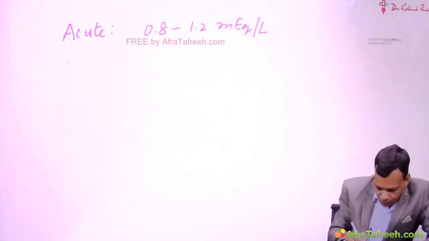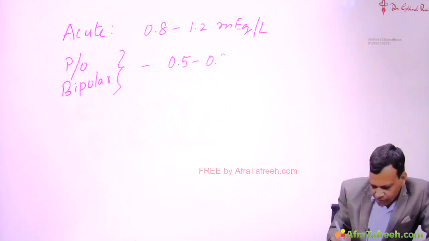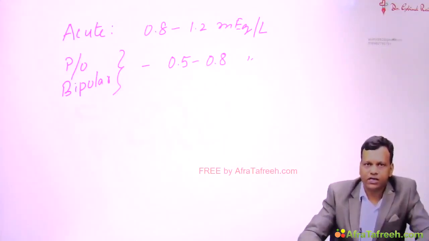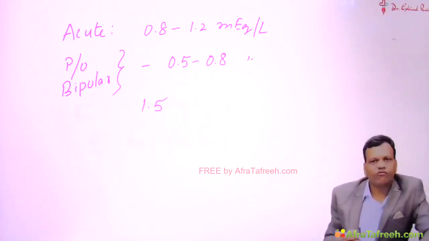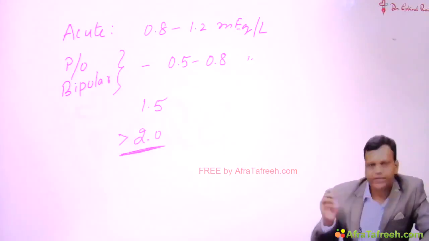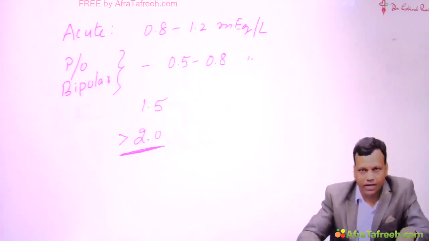Now, what are the plasma concentrations required? For acute mania, the plasma level is 0.8 to 1.2 milliequivalent per liter. Whereas for prophylaxis of mania or for bipolar disorder, the plasma level required is lower. It is 0.5 to 0.8 milliequivalent per liter. You can see how narrow the concentration range is. If we increase the concentration, toxicity may occur. The symptoms of toxicity start at 1.5 milliequivalent per liter, and hospital admission is required at 2 milliequivalent per liter.